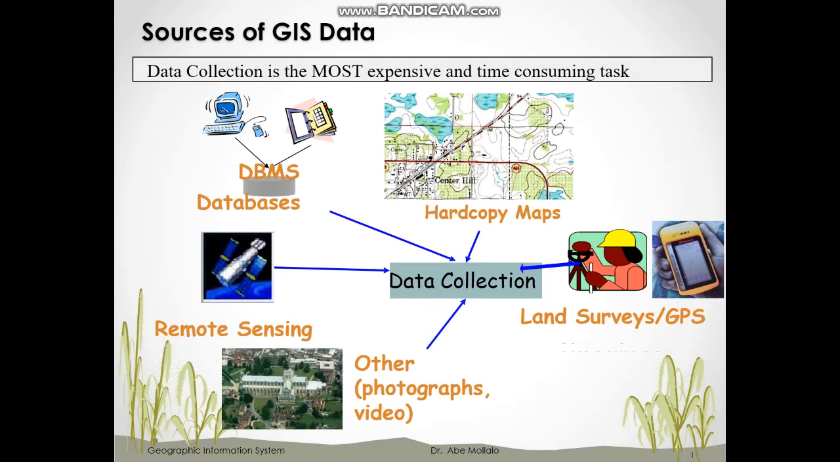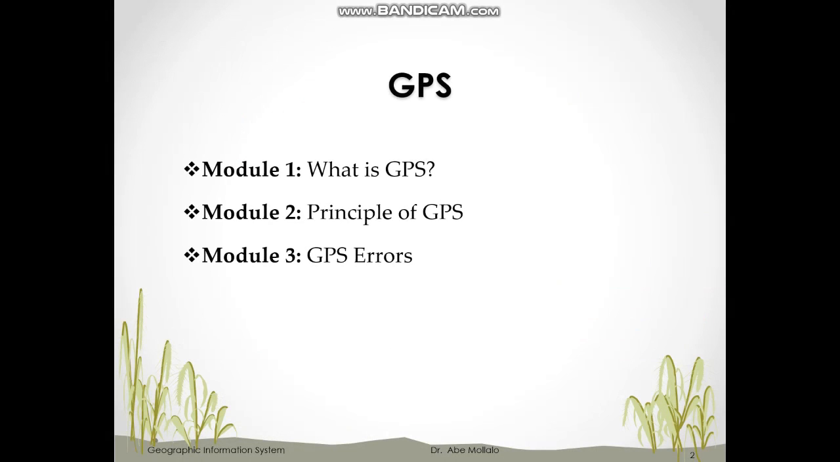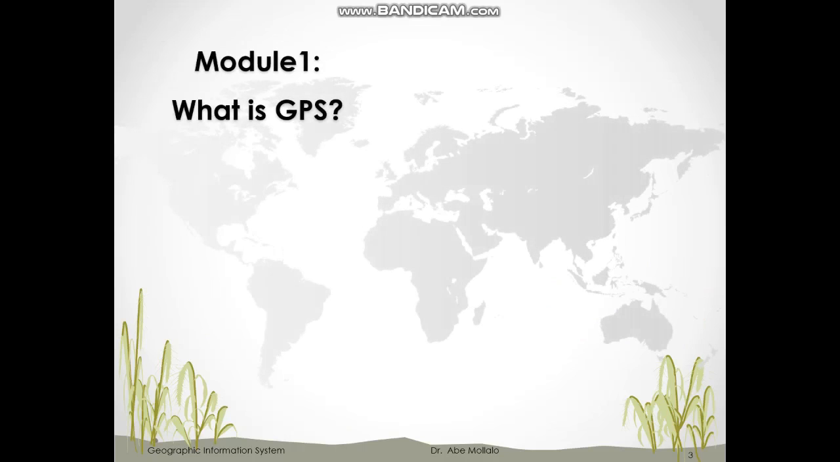So today we're going to talk about GPS, which is an important source of GIS data, and in the following weeks we will talk about hard copy maps. So in today's class, first we'll start with GPS history and its component, and then principle of GPS, and finally possible errors in GPS. So what is GPS?